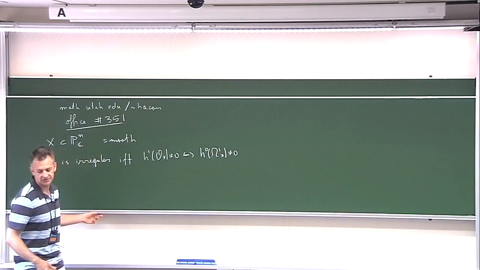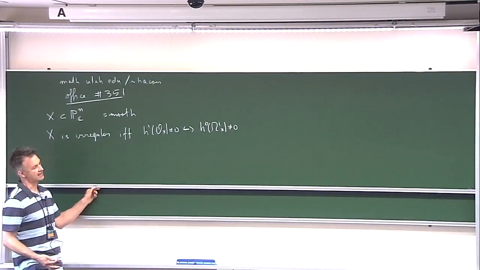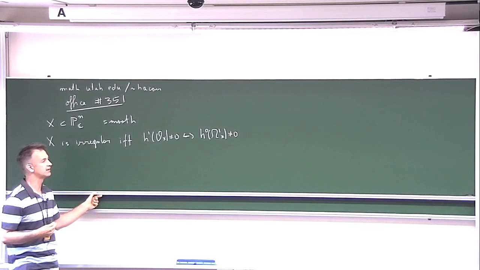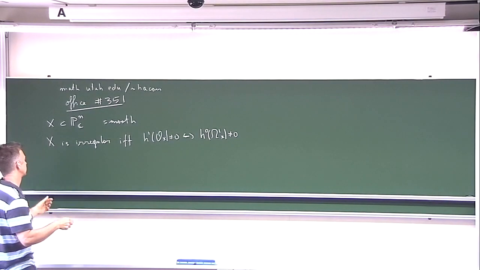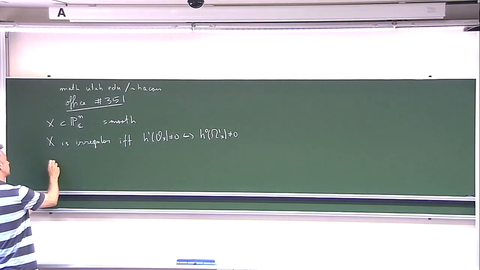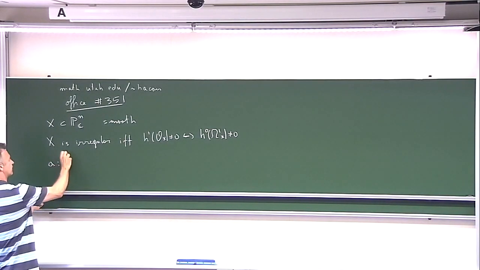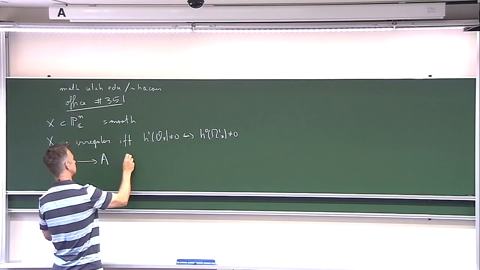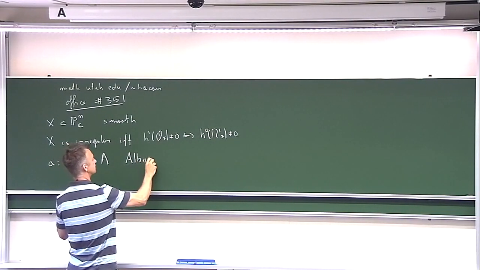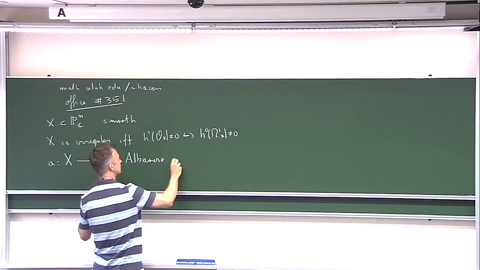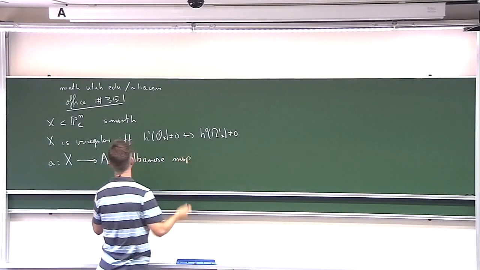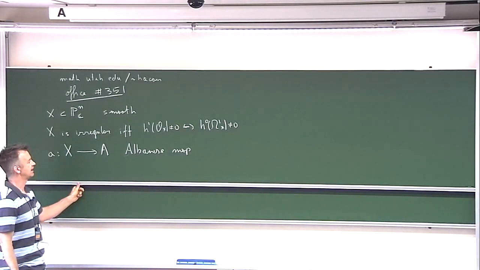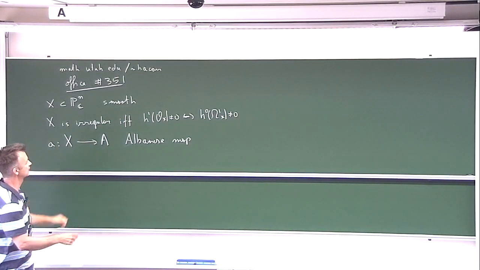So anytime you consider an irregular variety, there's an interesting map to an abelian variety associated to it. The universal map to an abelian variety is known as the Albanese map. Let me denote it by a: X → A. This is the Albanese map. Well, I call it a map, but it's always a morphism. It's always defined everywhere.